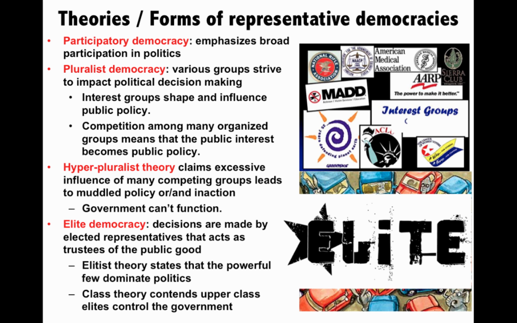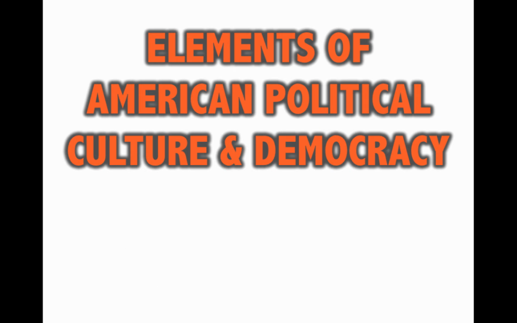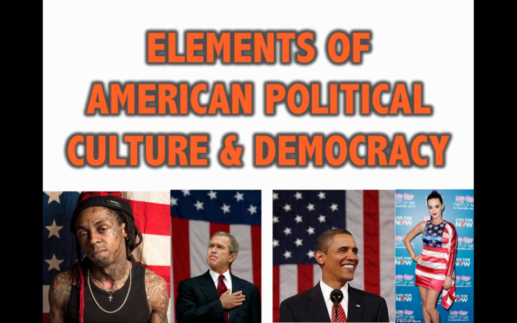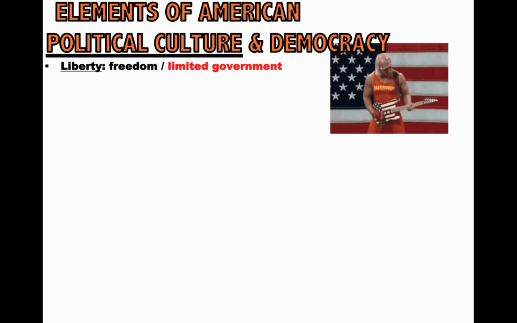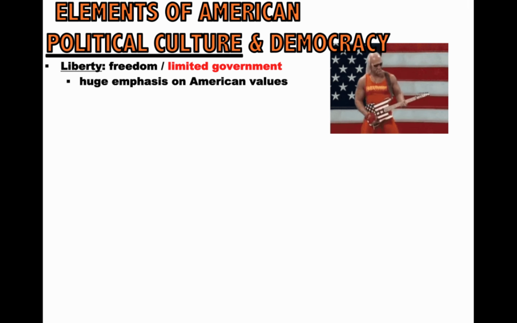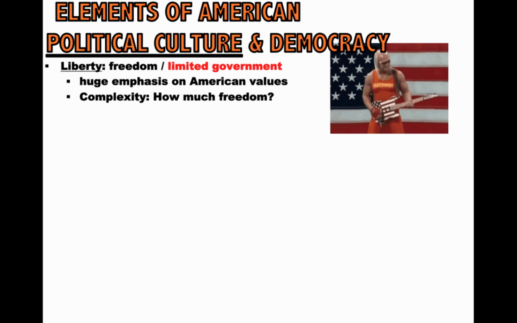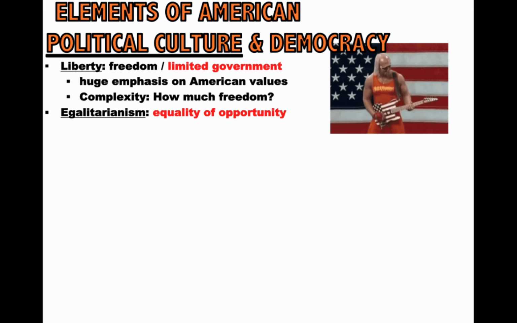So these are different kind of ideas about democracy or forms that democracy can take, and we'll explore these a little bit later. Now, you all know Americans are diverse, but in spite of that diversity, there are elements of American political culture and democracy, an overall set of values shared within American society. And these are some of the ones that you're going to see throughout this course. Liberty or freedom and belief in limited government, whether it be freedom of speech, freedom of religion, that's a big part of American values, and you'll oftentimes hear about this. But there's a complexity. How much freedom, how much privacy, these freedoms and liberties are tested. Egalitarianism. There's an equality of opportunity.